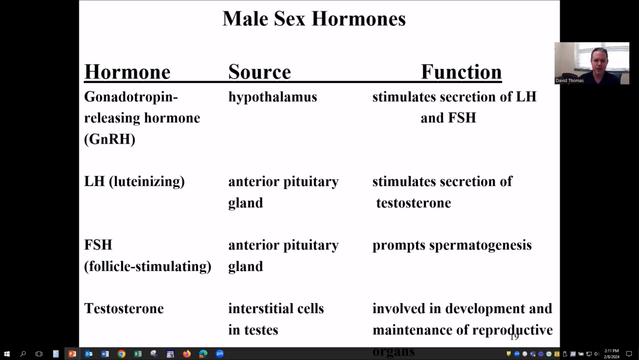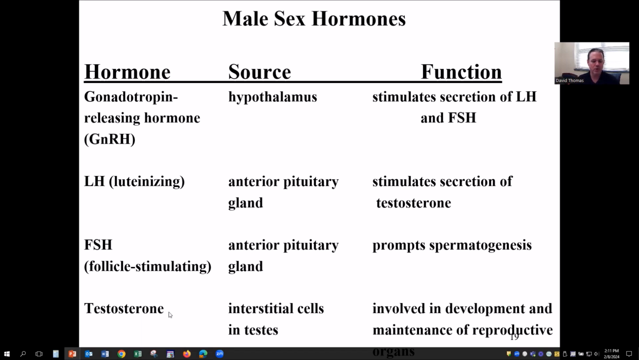Both of these are produced and released from the anterior lobe of the pituitary gland, where they have different main functions. LH in males stimulates the secretion of testosterone. Their target cells would be those interstitial cells inside the testes, within the seminiferous tubules. FSH, follicle stimulating hormone, for males helps to promote and start up the process of spermatogenesis, the formation of sperm cells.